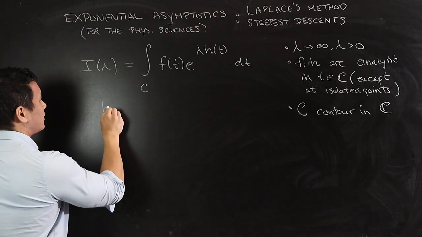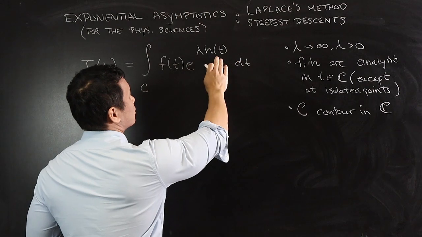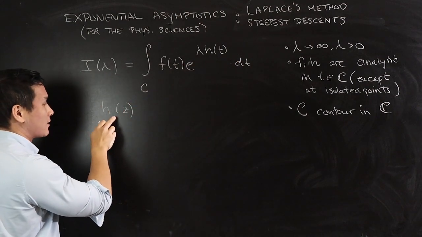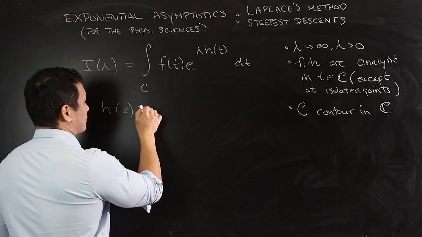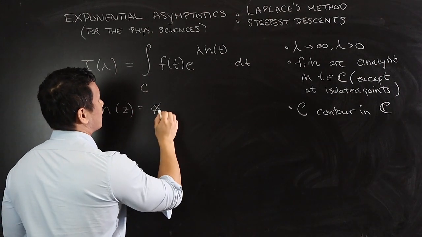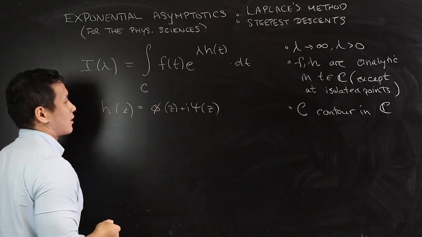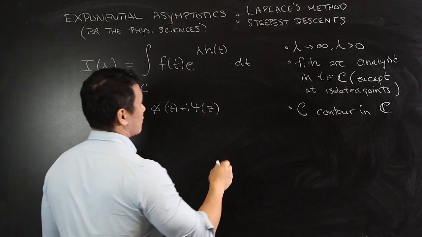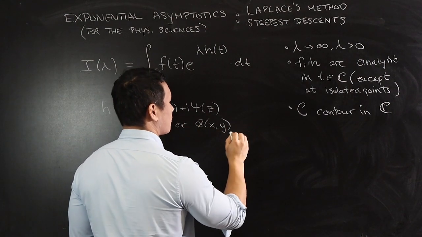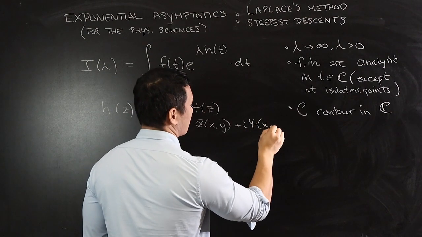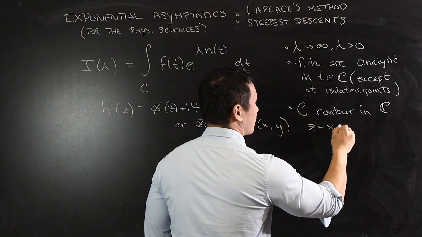Let's think of h of t, and let's write that. t is my integration variable, but just for familiarity's sake, I'm going to write h of z for z to be a complex number. And I'm going to split that into its real and imaginary parts, and so I'll write that as phi of z plus i times psi of z. Okay, and if you want to write the real and imaginary parts in that way, you can do so, and think of z as x plus iy.